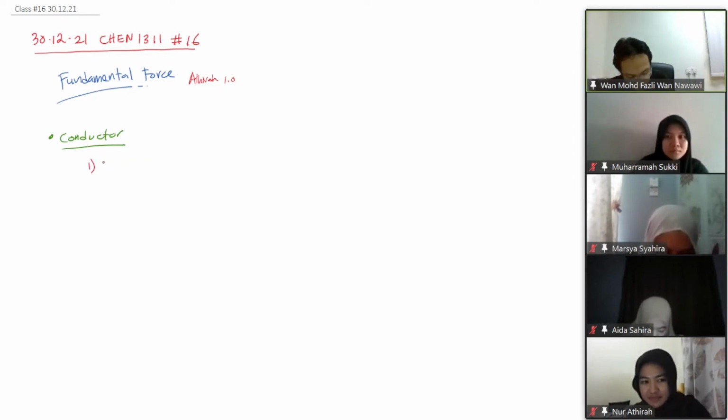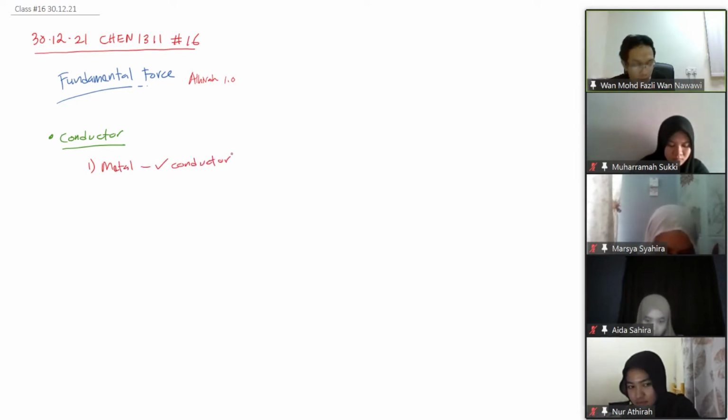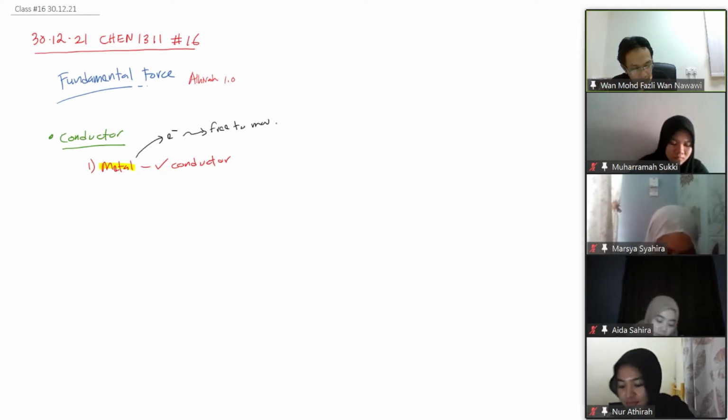So the first thing is that metal is a good conductor. But you don't need to be metal in order to conduct electricity. It just happens that inside this metal, you have electrons that are free to move, and because of that, it easily conducts the electricity. So the electron here.